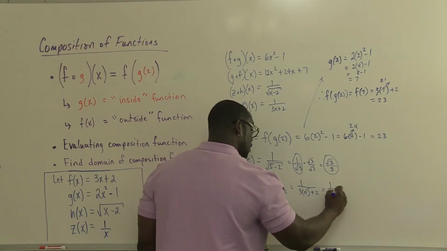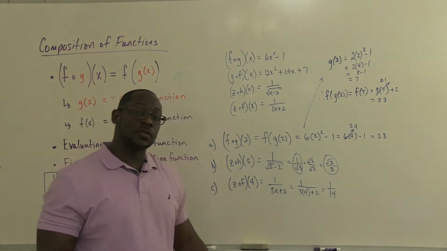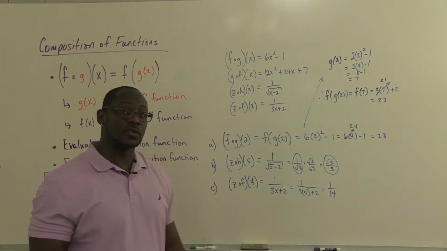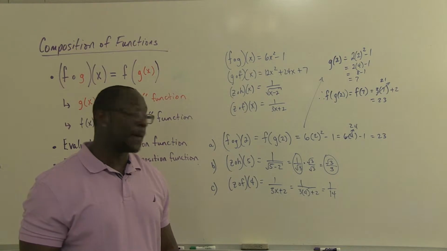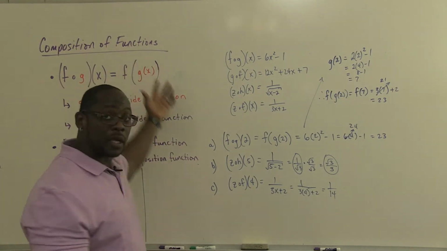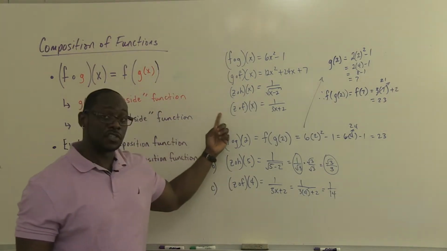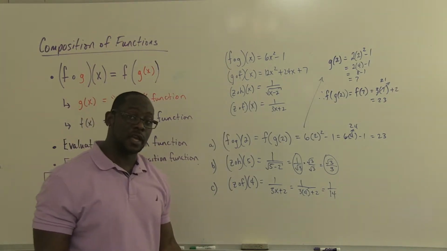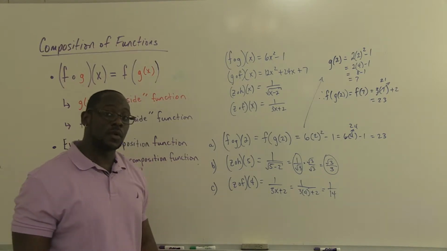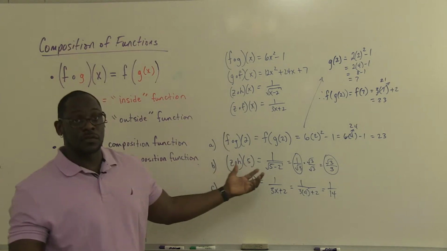And so if we tally up what the denominator is, we'll see that that's just 14, so our answer is just 1/14. Okay? So now we've talked about forming composition functions. We've also talked about taking the composition function and evaluating it at a particular x value. We've also found the domains as well.